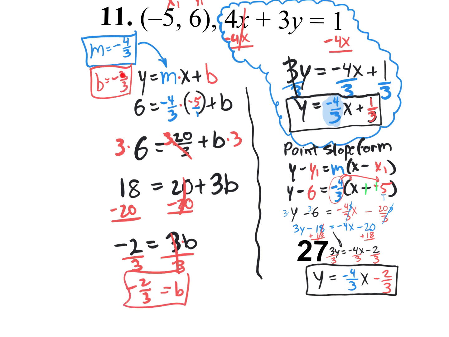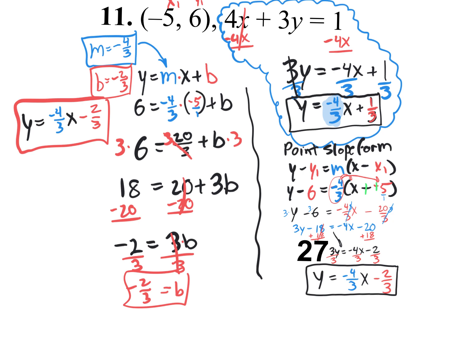So now that we know m and we know b, we could plug it into slope-intercept form, which is y equals mx, negative 4/3 x, plus b, which is a minus 2/3. So there's your slope-intercept form equation. y equals negative 4/3 x minus 2/3. Same as over here, y equals negative 4/3 x minus 2/3. We did it two different ways.